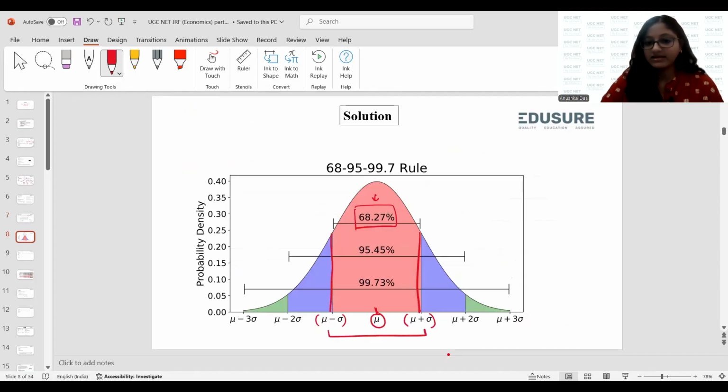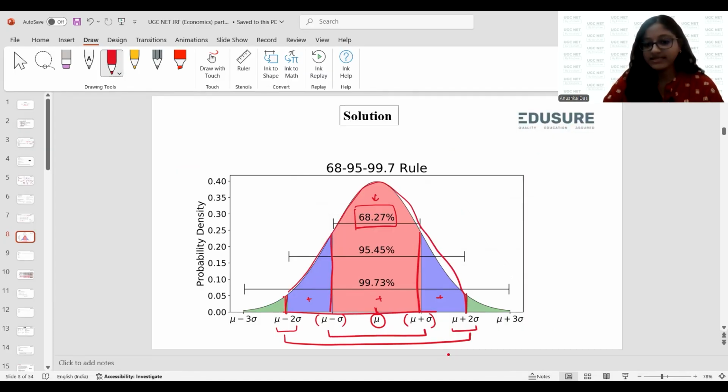Remember this fact. Now, what about the second sigma range? If you take mu plus 2 sigma and mu minus 2 sigma, and you draw these lines, you get the blue region plus the pink region, the entire region here.